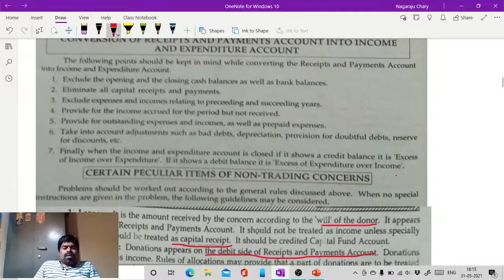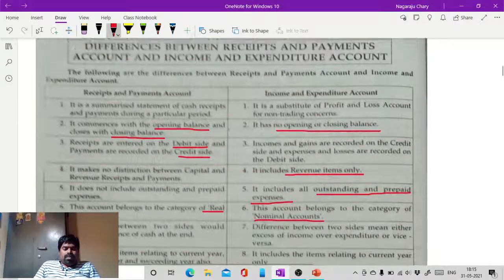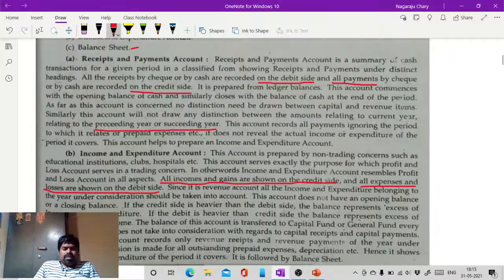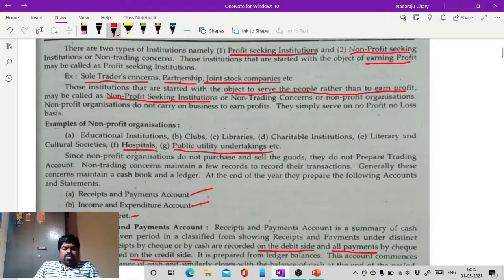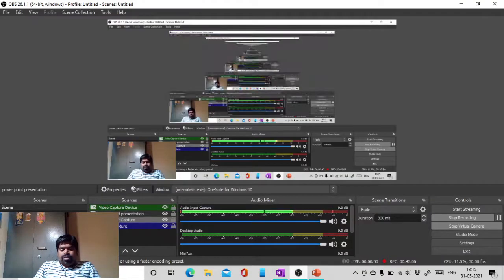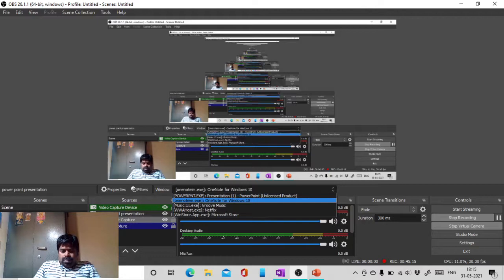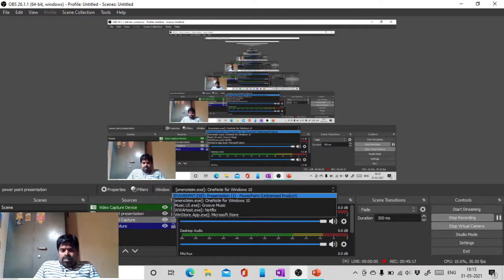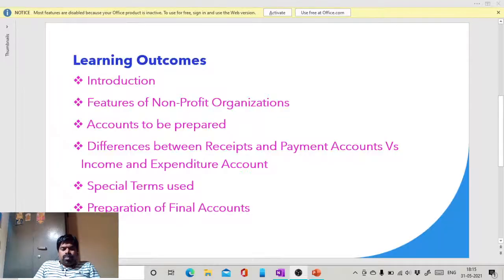So in the next class, we will learn how to prepare the balance sheet.